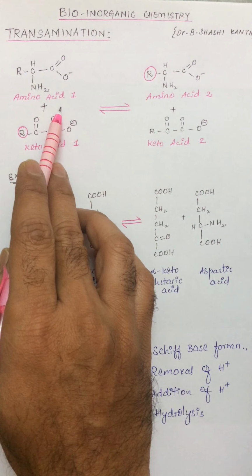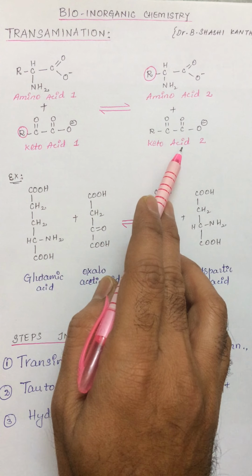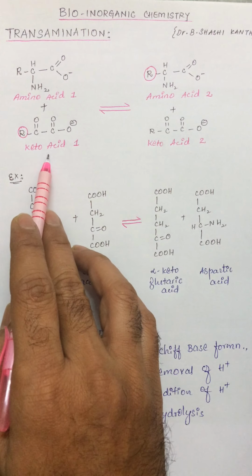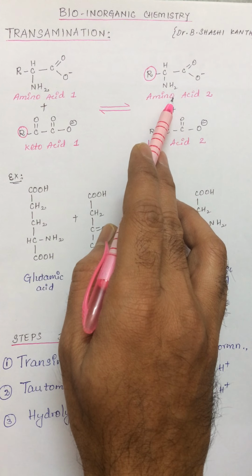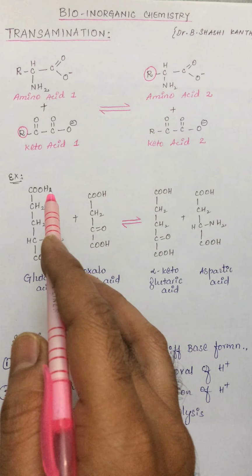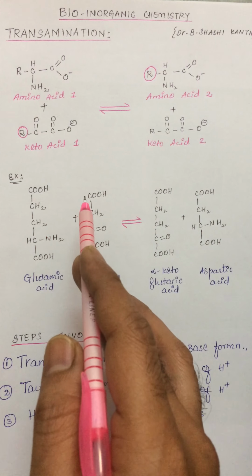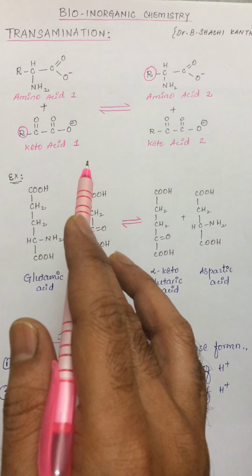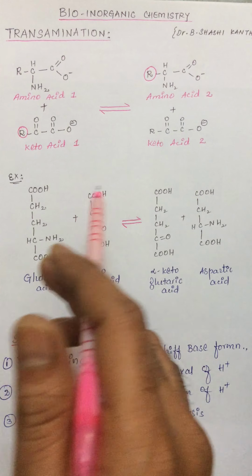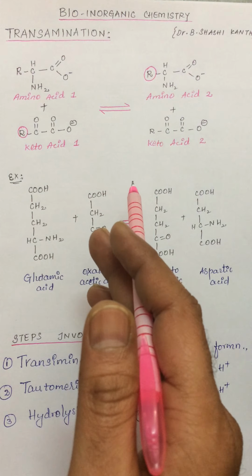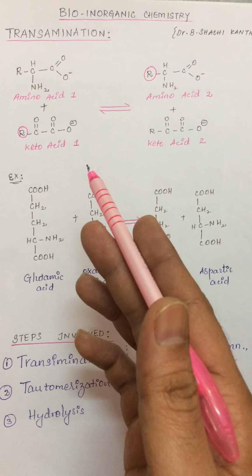Amino acid 1 is now converted into a keto acid 2, whereas keto acid 1 is converted into an amino acid 2. Almost all the amino acids participate in transamination reactions, but there are some exceptions. Lysine, threonine, proline and hydroxyproline do not participate in transamination reactions, whereas the other amino acids do.